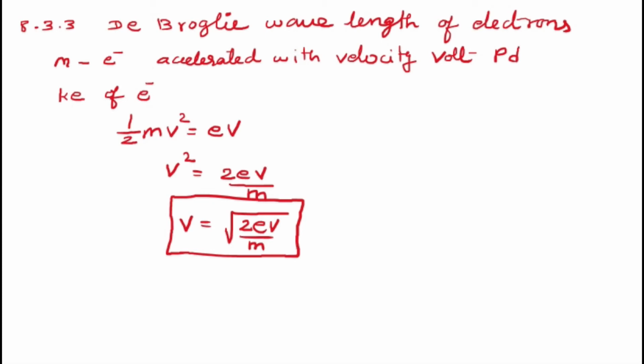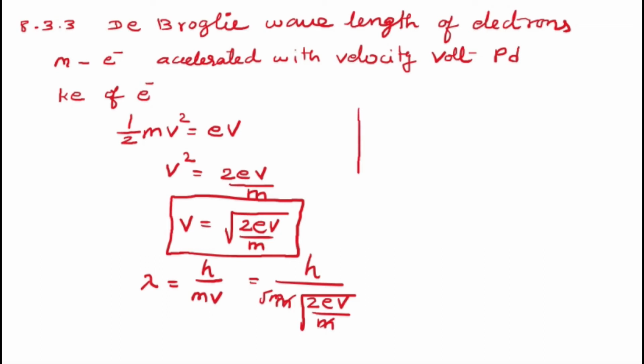The wavelength lambda associated with matter, that is matter waves. So lambda is equal to h by mv. Substitute the v value in this equation: h divided by m into root of 2eV by m, and cancelling, we get root m here, and lambda is equal to h divided by root of 2meV.